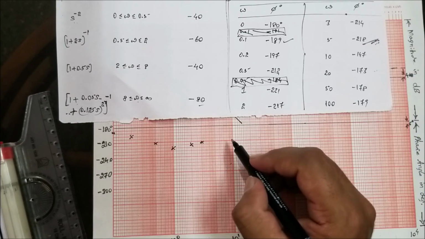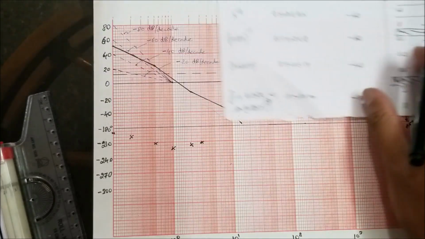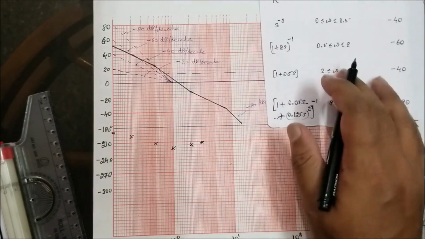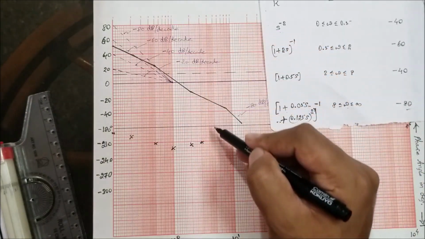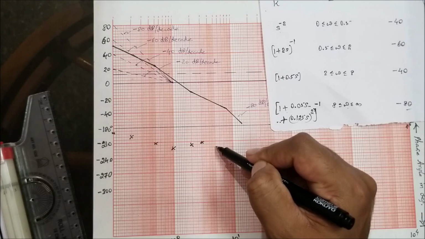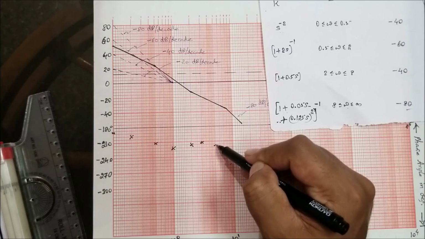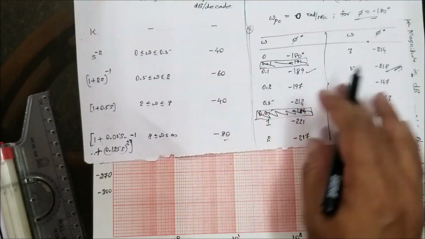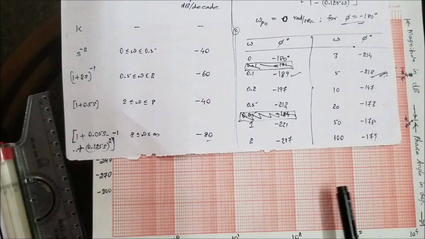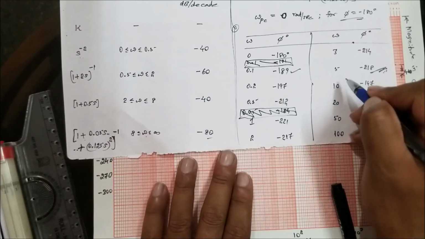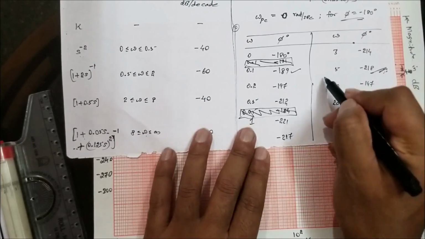And for 5 it is minus 218. This is 5. For 5 it is minus 218, 210, 216, 218. Somewhere here I will get. So let me have a few more points. Let me see for 6 what I will get.